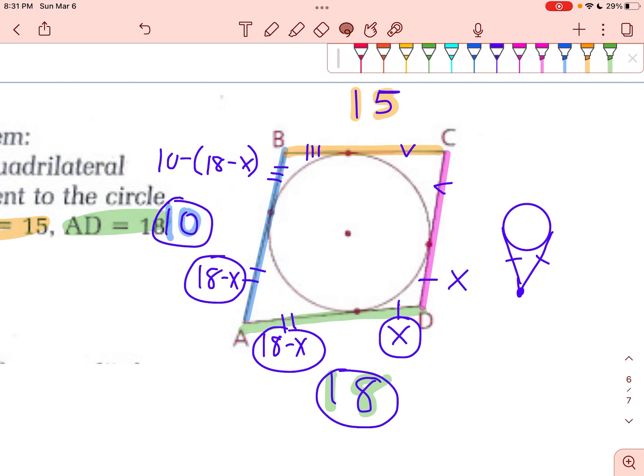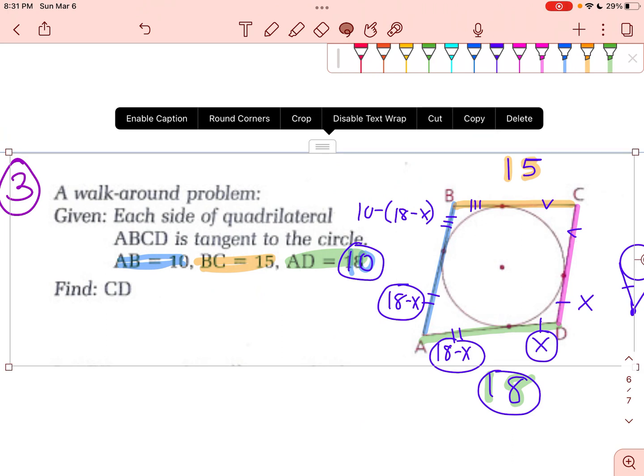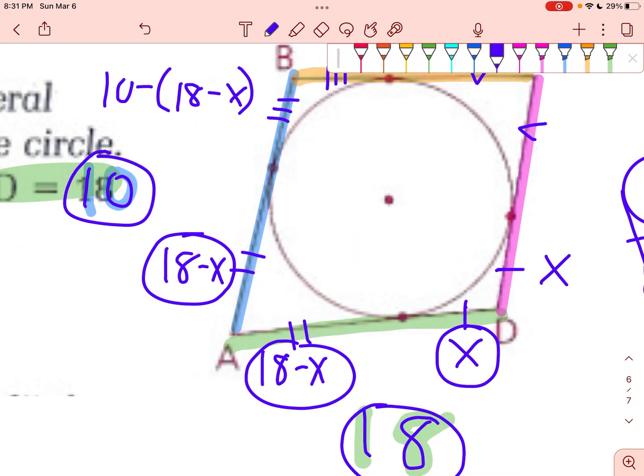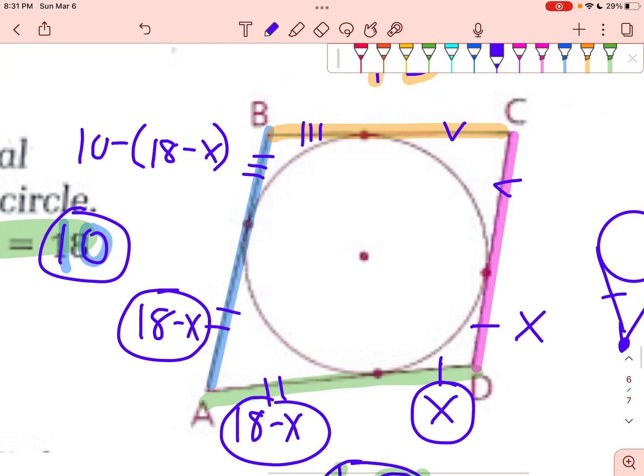Because again, the whole blue piece is 10. I'm going to scooch this over a little bit. Okay, so that whole blue piece is 10. And so I'm actually going to simplify this right now. So 10 minus 18 is negative 8, and the negative distributed to the x as well is plus x.